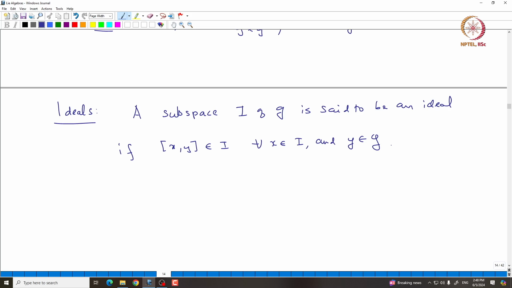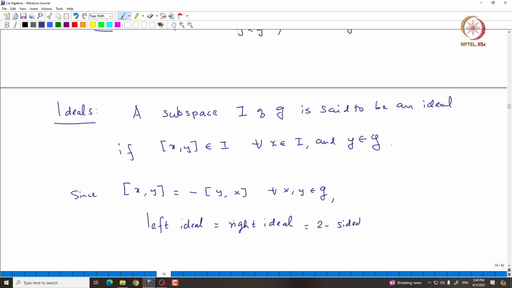Okay. But since the bracket that we have here is skew symmetric, that means the bracket of xy is the same as the bracket of minus yx for all x, y in G. Because of this we do not have any difference between left ideal, right ideal or two sided ideals. All of them are the same here. The left ideal, right ideal and two sided ideals, all these concepts will be the same in the theory of Lie algebras.